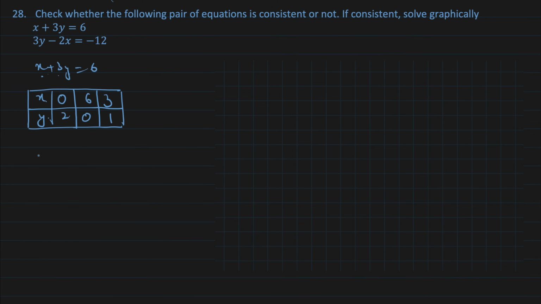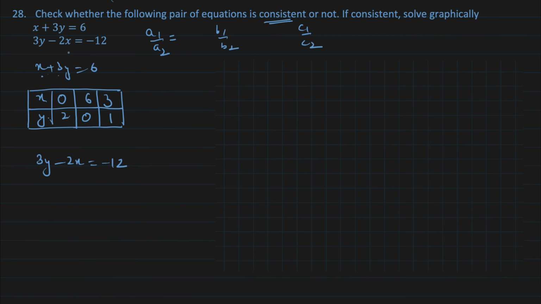Now let's take the second equation. 3y minus 2x. I forgot one step here. First check whether they are inconsistent or not, right? So to check if the equations are consistent, what do we do? Get a1 by a2, b1 by b2, c1 by c2.